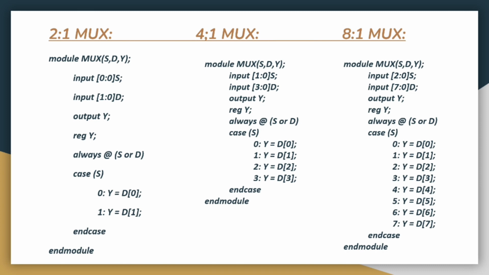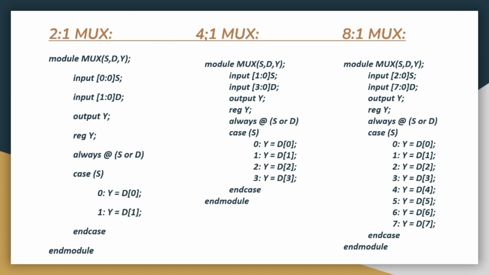In the 4:1 multiplexer, we will have two select inputs and one output, and we will have four cases where d of 0 is the output, d of 1, d of 2 and d of 3, end case and end module.